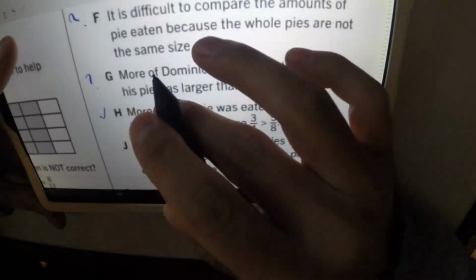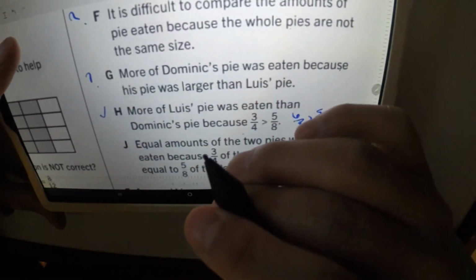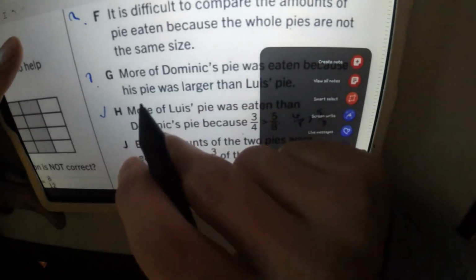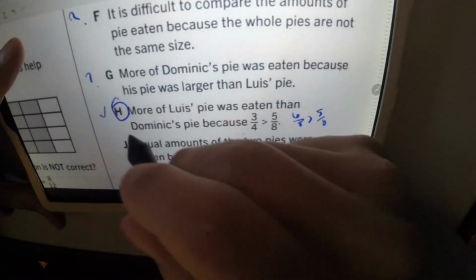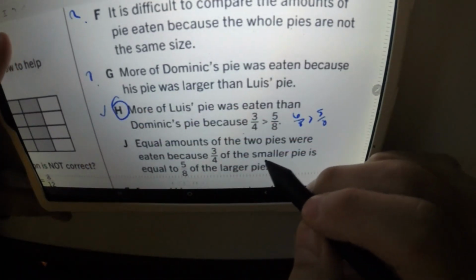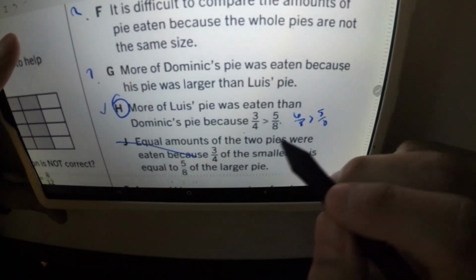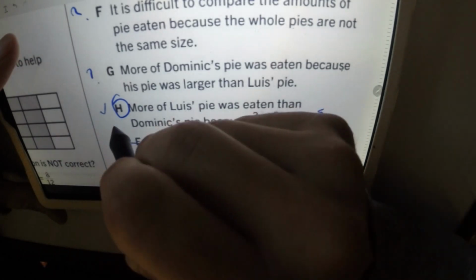We're not even going to go with 8J. That's just going to confuse us. But we'll read it. So again, this is our answer. J says equal amounts of the pie. They're saying that both 3/4 and 5/8 are equal to each other. Not true. We know that. We know that not to be. So again, H is our answer.